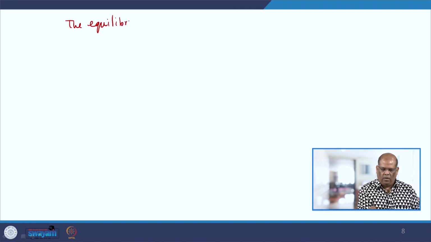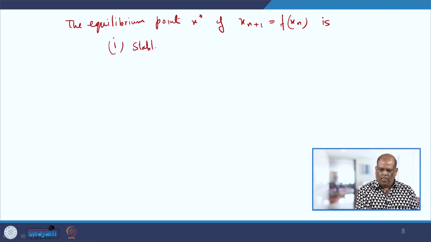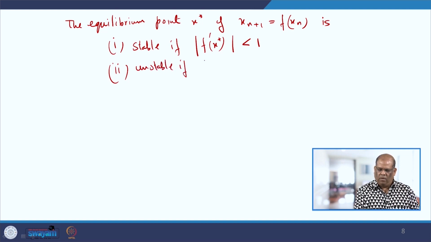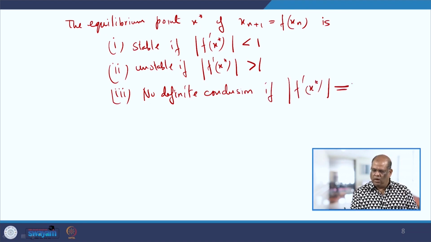So, the theorem is that the equilibrium point x star of the nonlinear equation x n plus 1 equal to f of x n is stable if mod of f dash x star is less than 1, and unstable if mod of f dash x star is greater than 1, and no definite conclusion if mod of f dash x star is equal to 1.